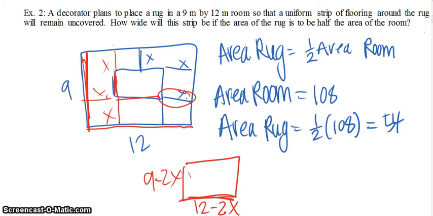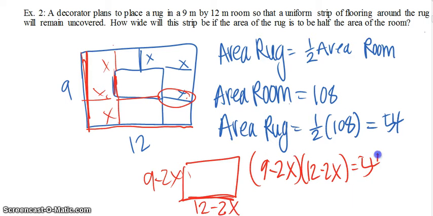So we have that. So we're going to set this as an equation: 9 minus 2x times 12 minus 2x equals 54. And we're going to multiply it out. And we should all know how to multiply that out. You can use the FOIL method.